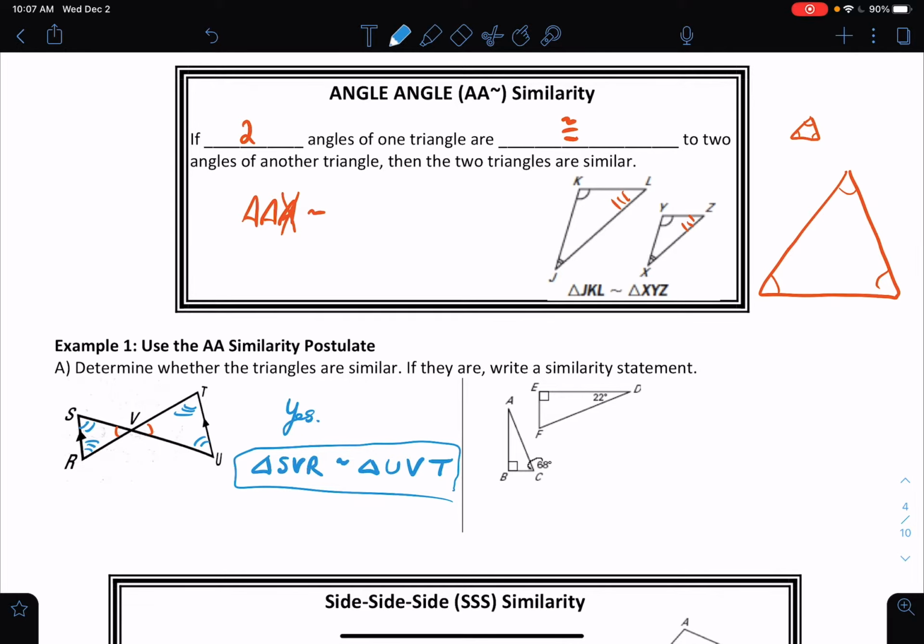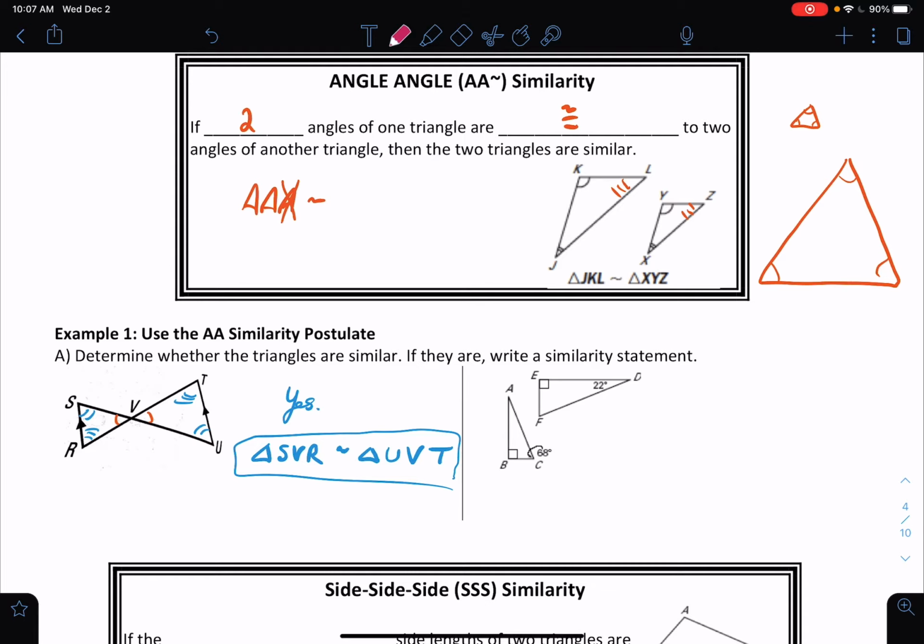What about in the second one? We've got a 90-degree angle, which matches up, and we have a 68-degree angle and a 22-degree angle. At first glance, you might think, no, these are not similar, I don't have two angles that match up. But let's figure out the third angles in each of these triangles. If I take 90 plus 68 and take that away from 180, this angle right here is 22 degrees. Boom, that's enough. We've got a 90-degree angle that matches up and the 22-degree angle matches up.